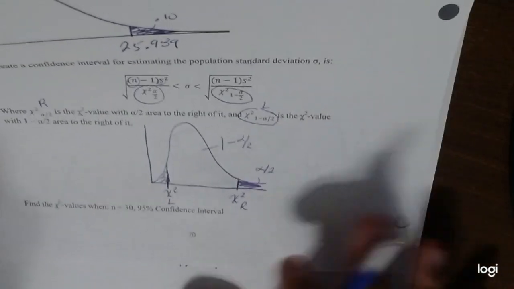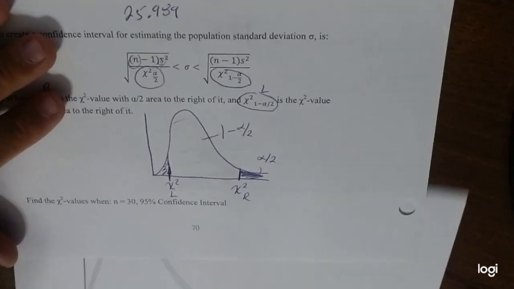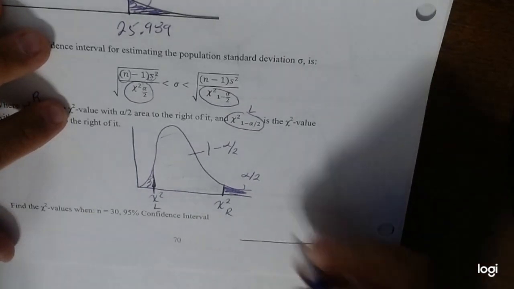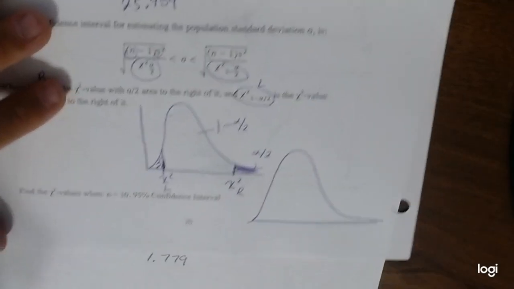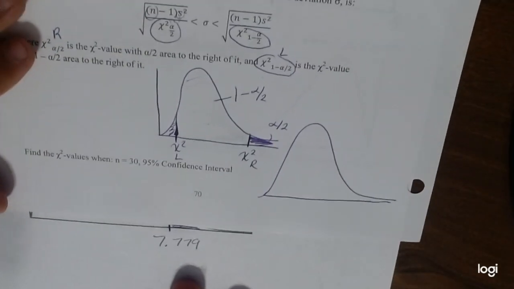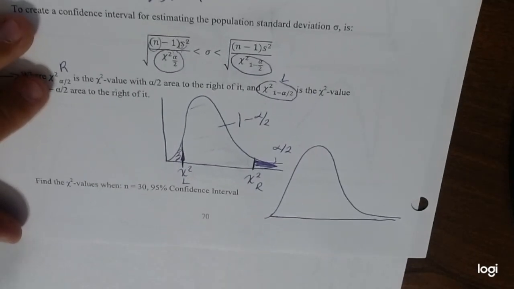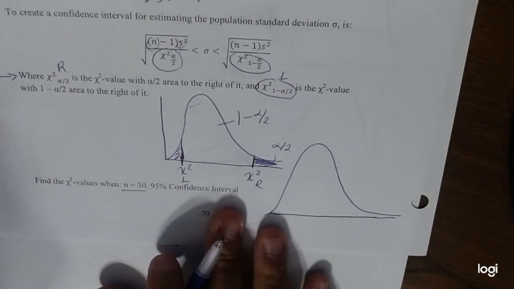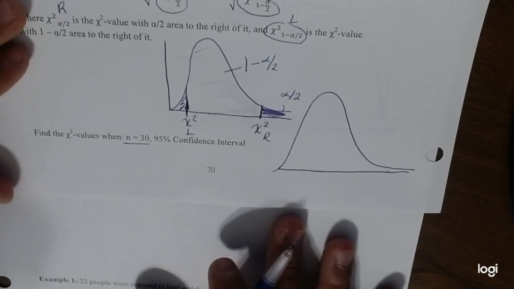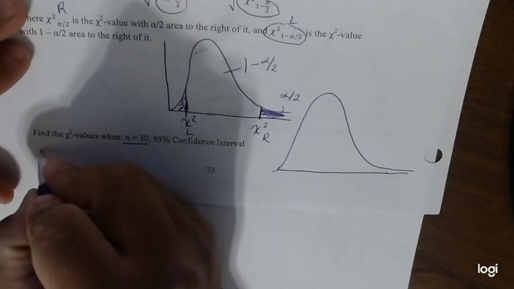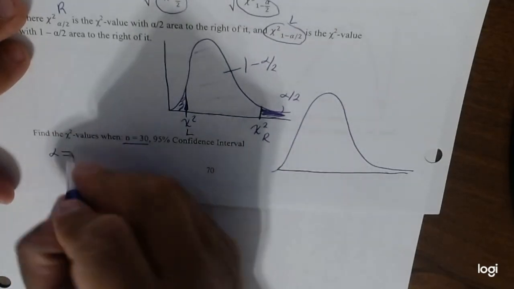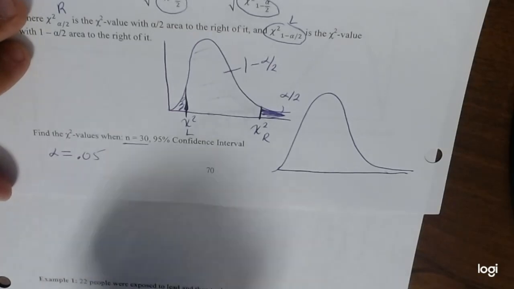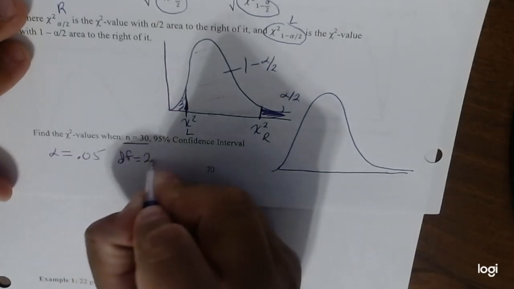Okay. So let's try the first example out. Actually, let's do it here, so you guys have space on the other one. Let me just put it here for you. Let's suppose we want to now find the two chi-squared values when n is 30 and we have a 95% confidence interval. Remember, to find alpha, it's 1 minus the confidence level given to us. So alpha is 1 minus 0.95, or 0.05. And then degrees of freedom is going to be 29, right?